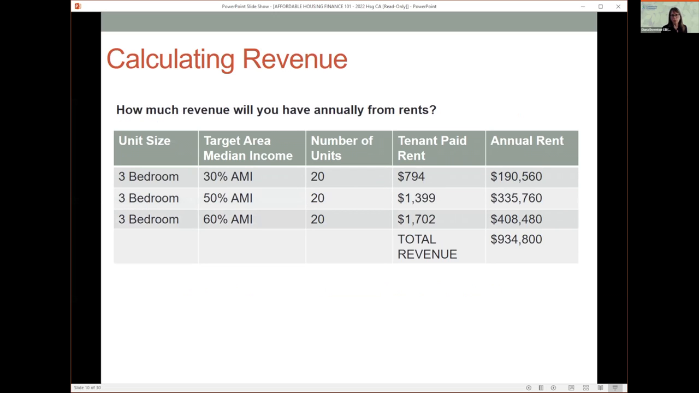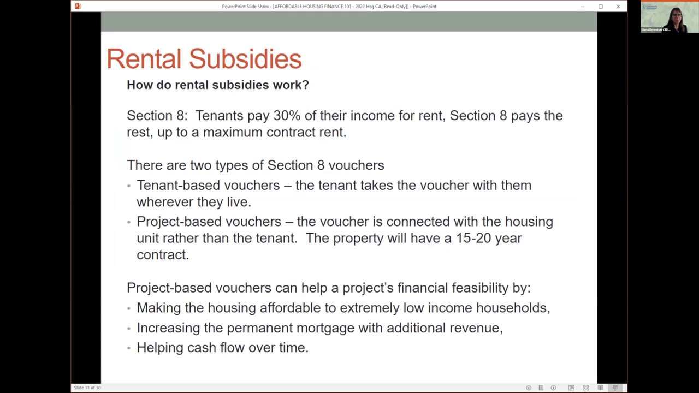So now that you know your rents, you can calculate your revenue. How many units of the different sizes, the different AMI levels, multiply that times your unit count, 12 months, that's going to be your revenue. Here it's $934,000. So how do rental subsidies work? You've calculated your tenant paid rents and the revenue that will come from those.